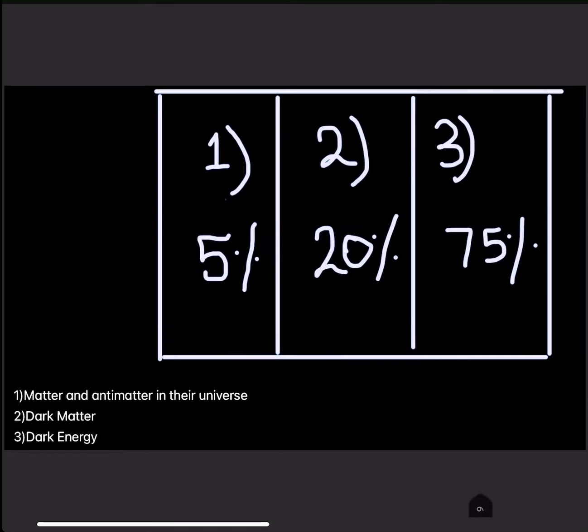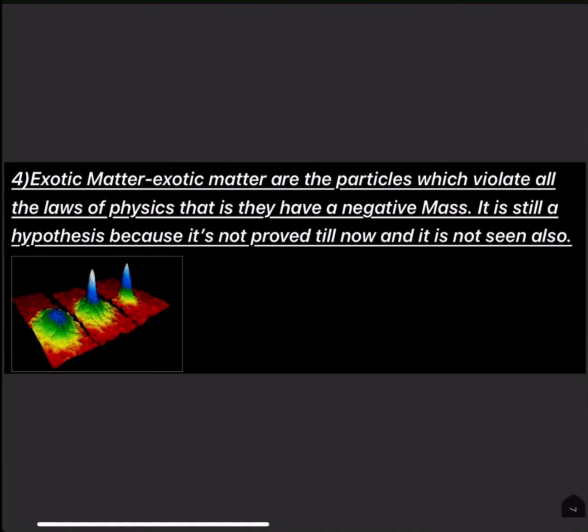Now let's go to exotic matter. But before that, let's see the constituents of matter, antimatter, dark matter, and dark energy. Matter and antimatter in their universe have only 5% of the total constituent. Dark matter has 20% and dark energy has 75%. Let's go to exotic matter now.